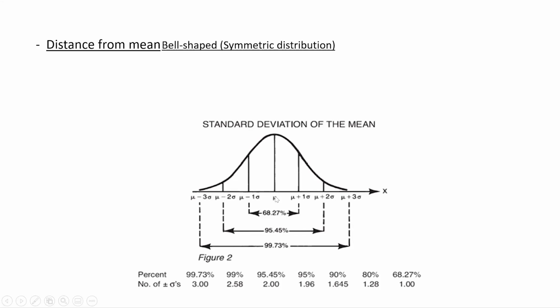The mean plus or minus two standard deviations comprises approximately 95% of the data. The mean plus or minus three standard deviations comprises 99% of the data.